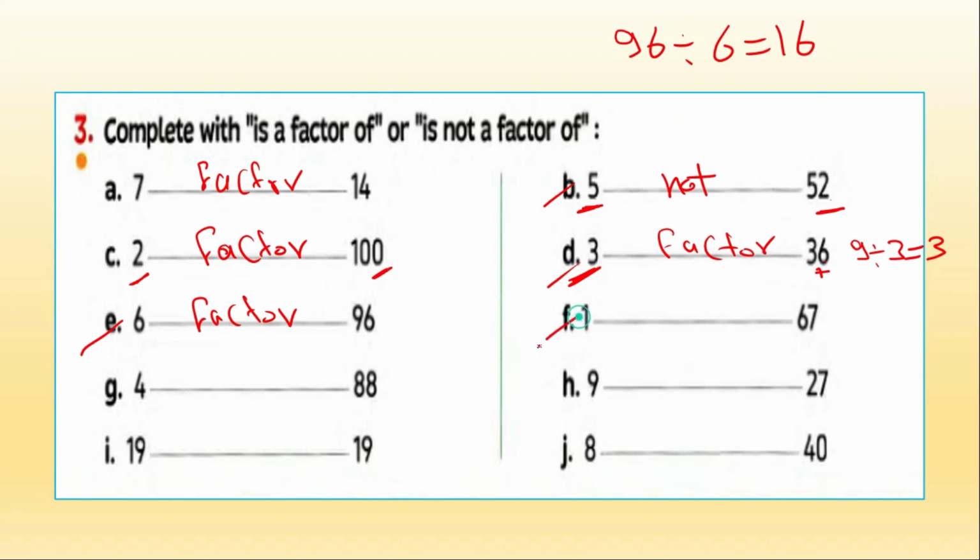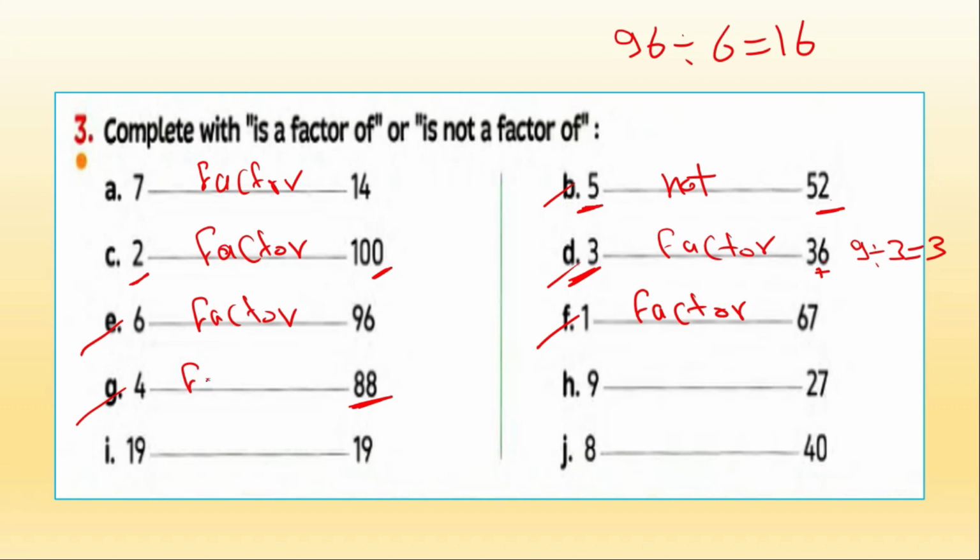The next one, letter F. 1 is a factor or not of 67. Let's remember, 1 is a factor of all numbers. Got it? Letter G. 4 is a factor or not for 88.